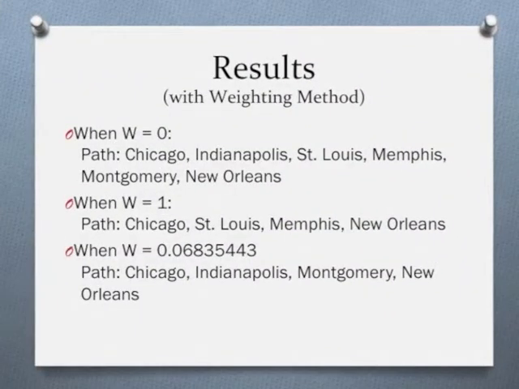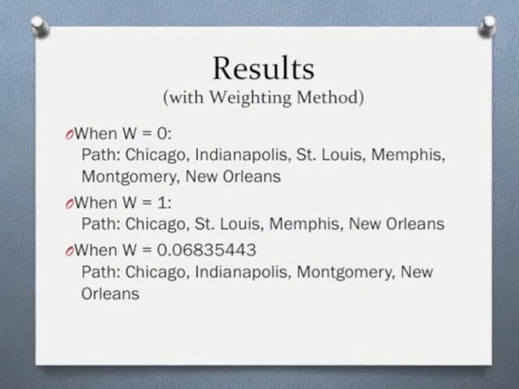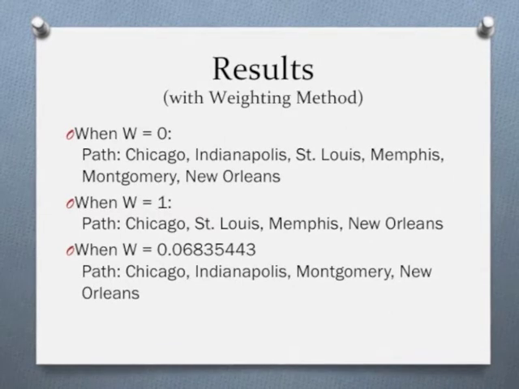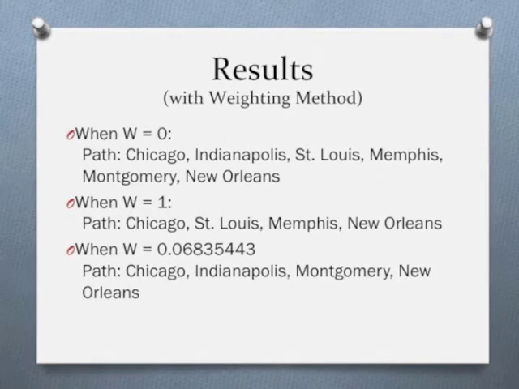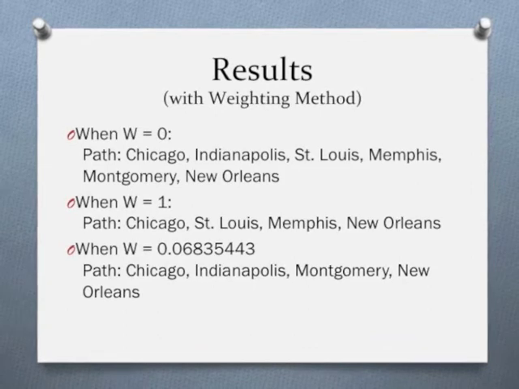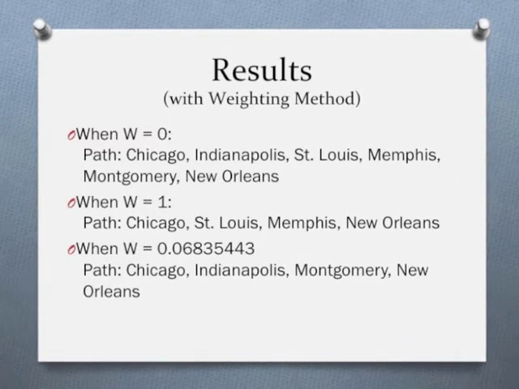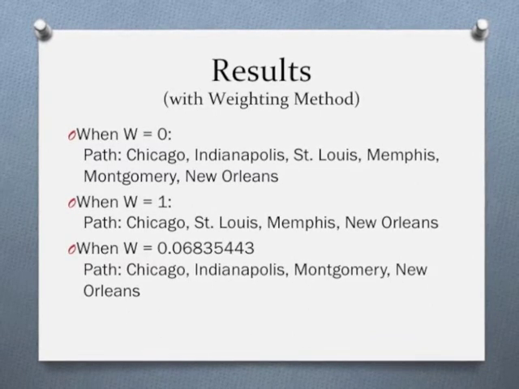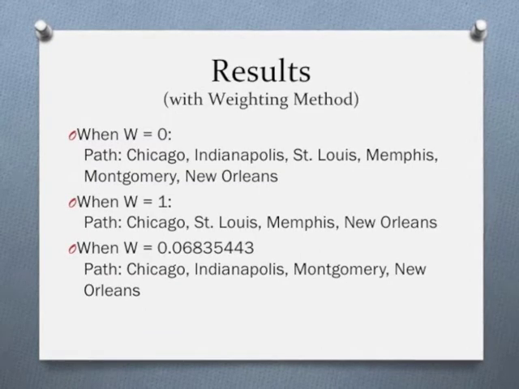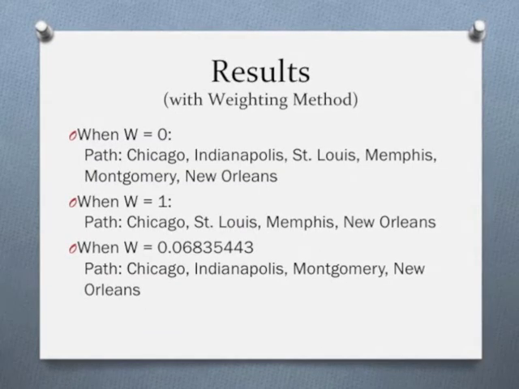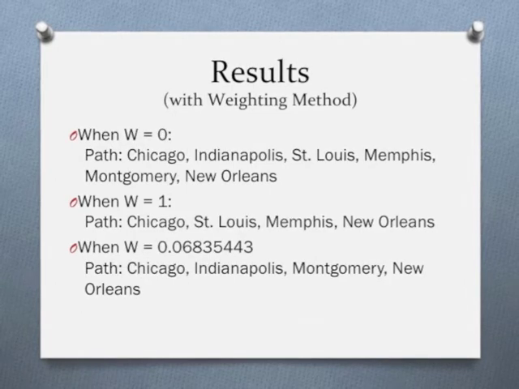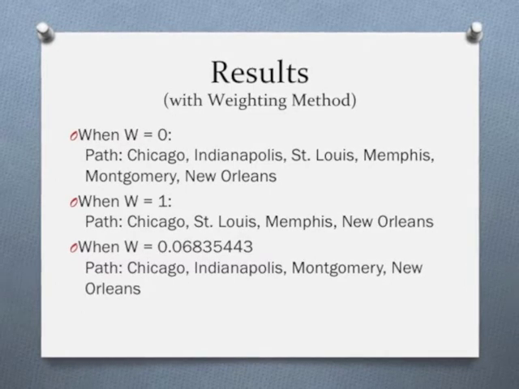When weight equals 0, you take the path from Chicago to Indianapolis to St. Louis to Memphis to Montgomery and to New Orleans. When weight equals 1, you take the path from Chicago to St. Louis to Memphis to New Orleans. And when weight equals 0.068354443, you take the path from Chicago to Indianapolis to Montgomery to New Orleans.